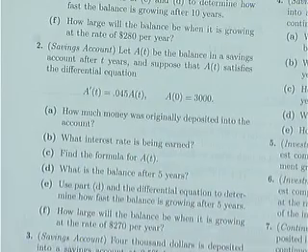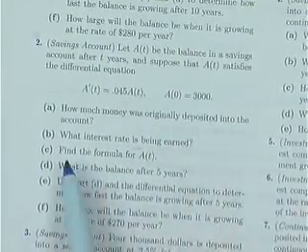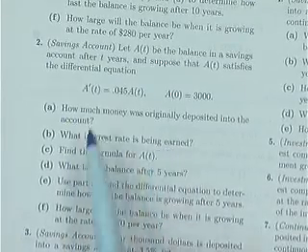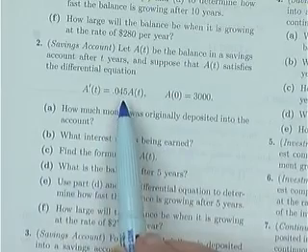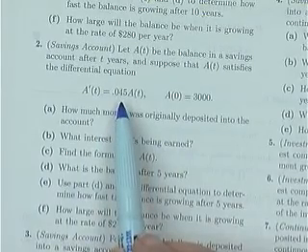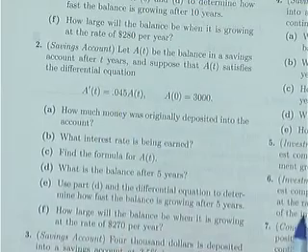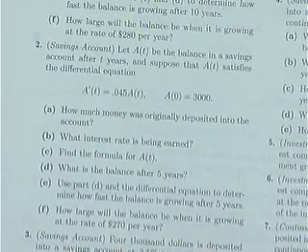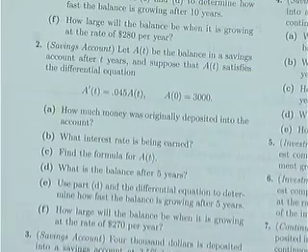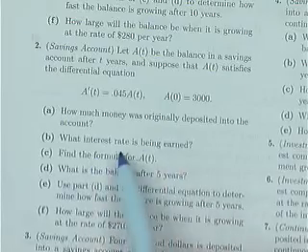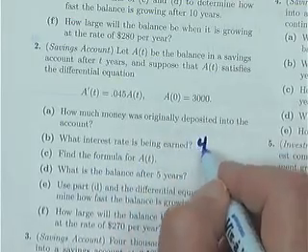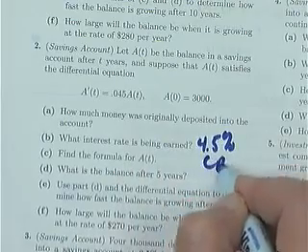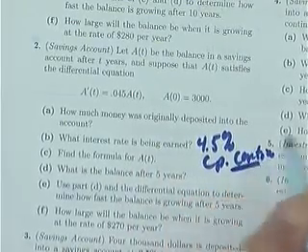You don't have to worry, you don't get too many of these questions on tests. 3,000. What was the interest rate being earned? 4.5 what? Compounded continuously. There's a difference between 4.5% compounded annually, monthly, quarterly, daily, continuously. This answer is only going to work when it's compounded continuously. All right, so be sure when you say interest rate, it's 4.5% compounded continuously. Don't forget that little part.